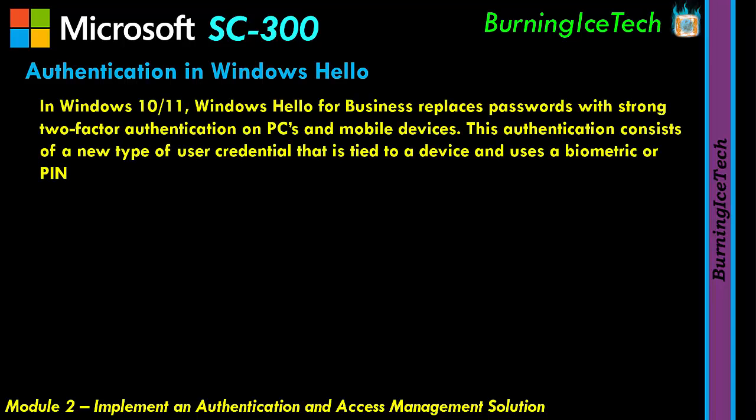So in Windows 10 or 11, Windows Hello for Business replaces passwords with strong two-factor authentication on PCs and mobile devices. So this includes tablets and phones, folks. This authentication consists of a new type of user credential that is tied to a device and uses a biometric or PIN. So as I've said, the biometric could be your fingerprint, could be facial recognition. From my experience, it's normally a PIN, but I have seen some people use a fingerprint or facial recognition as well. Windows Hello for Business lets users authenticate to an Active Directory or an Azure Active Directory account, if you want to configure it like that.